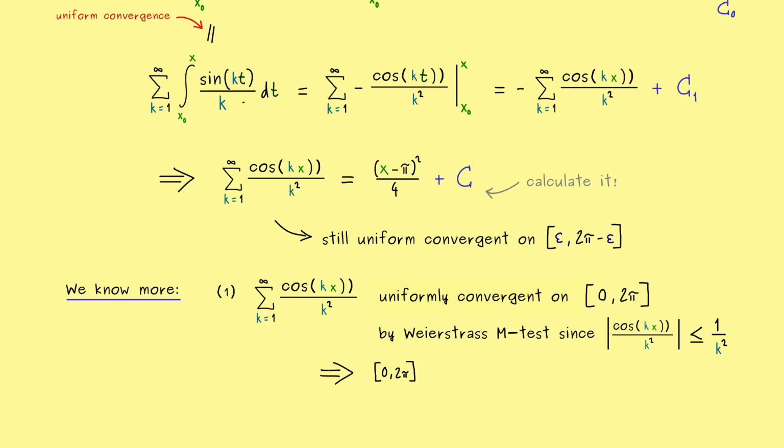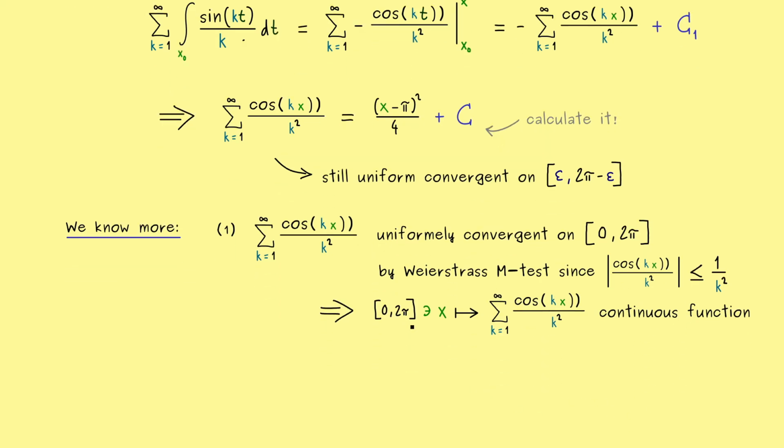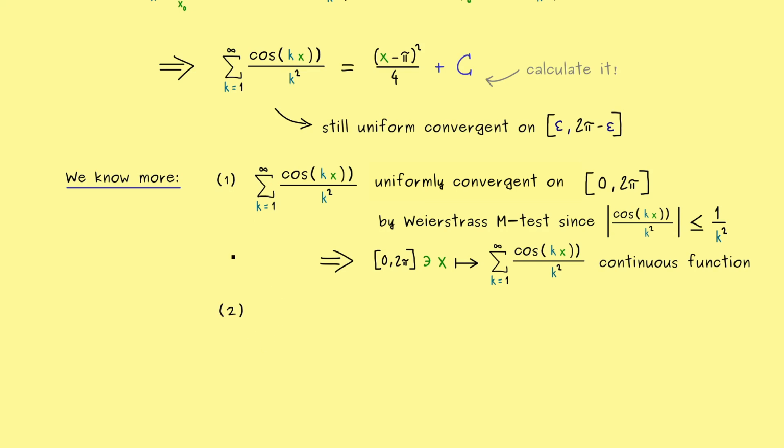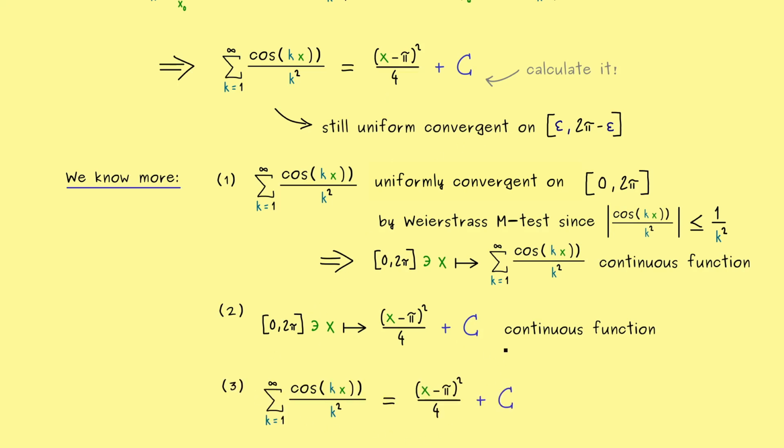But the good thing is that now we know that we have a continuous function on the whole interval 0 to 2 pi. Indeed, you should know that the continuity property is conserved under the uniform limit. Moreover, we also know that the right hand side here gives us a continuous function as well. Hence, what we get here are two continuous functions that coincide on the open interval 0 to 2 pi. Indeed, this is exactly what the calculation from above gives us.